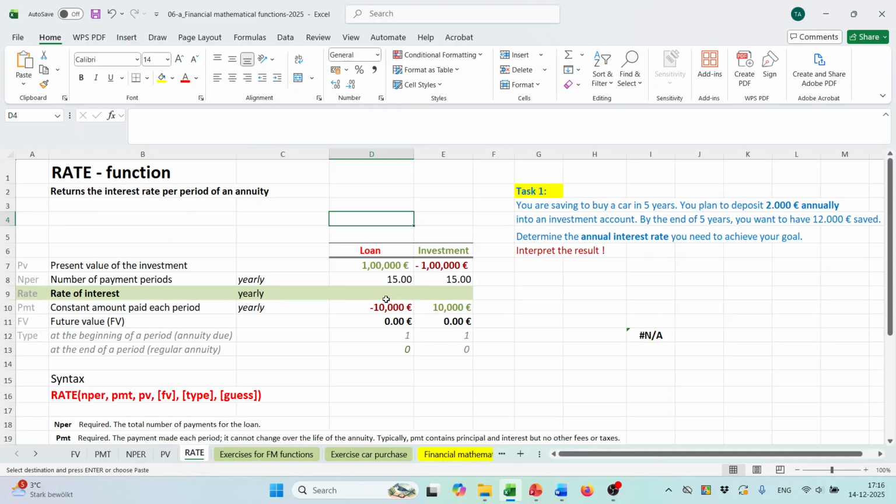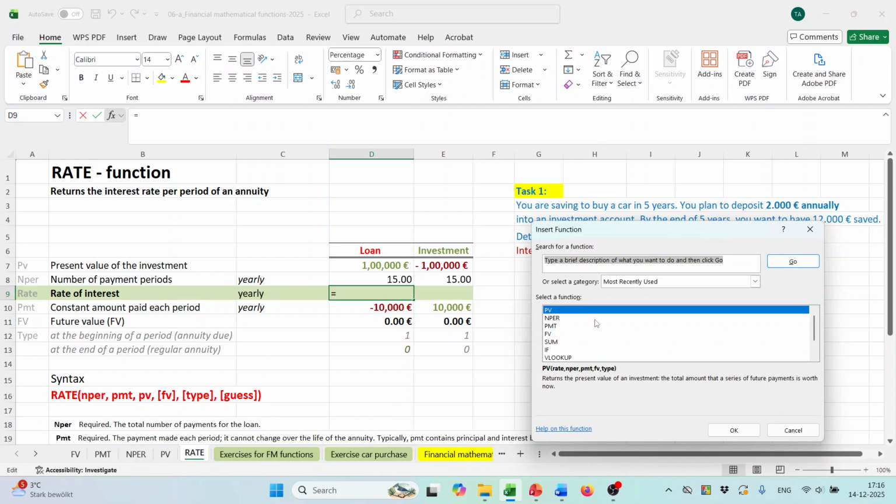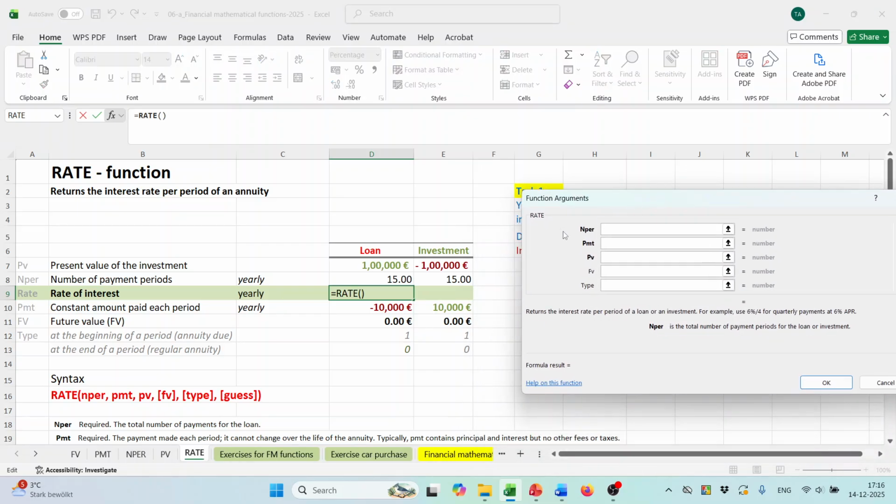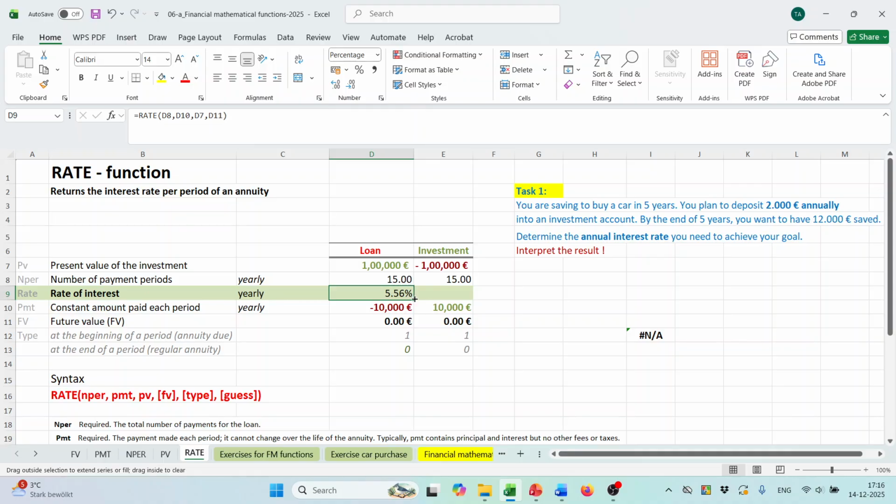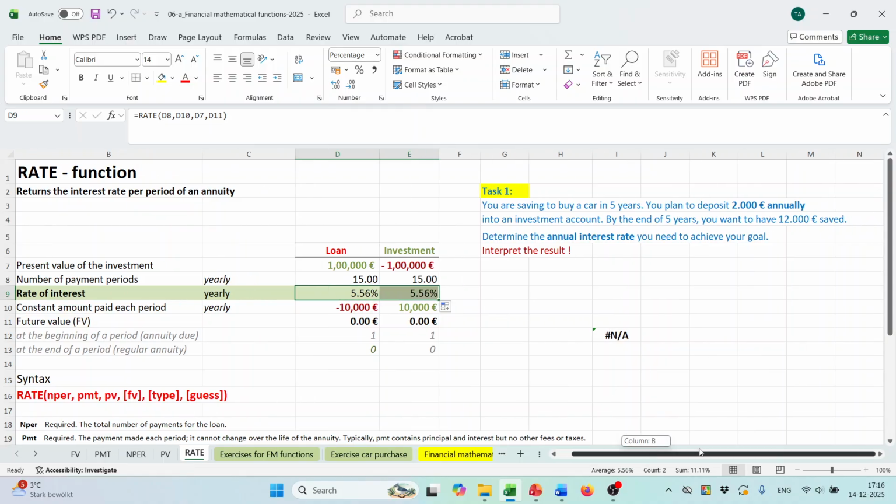So let's calculate the rate. The same methods, we just calculate the rate. Go rate. Period 15 years. PMT 10,000. Present value 1,000. Future value should be 0, and payment should be minus. It is minus already given, so I don't need to give it here. Okay.